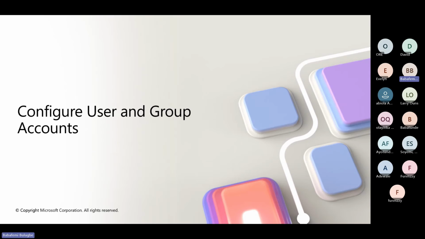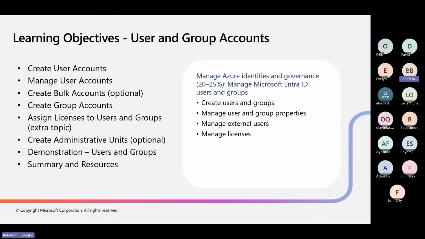Okay, so let's talk about the users and groups. And once I'm done, then I can go to the portal and do some of the demonstration for you and see what we've been talking about. So how do we configure users and groups? I talked about the fact that there are different identity objects. Then we have subscriptions, which have our resources attached to each of them. Now, under this learning objective, we'll be talking about how to create users and how to manage these users.